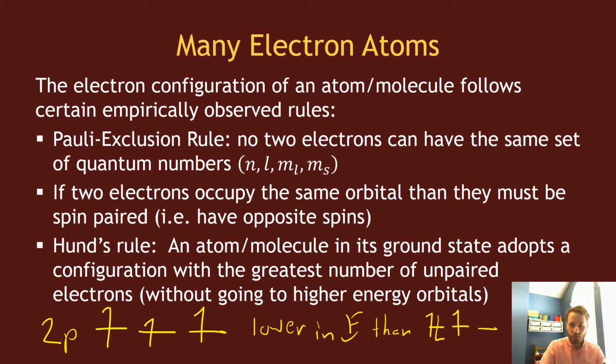This Hund's rule is based off of what's called exchange interaction between electrons and things like that, which we'll get to eventually. But it's based off of actual things that are going on. It's not just some empirical observation. There is a reason why electrons want to first singly occupy orbitals before doubly occupying the orbitals.